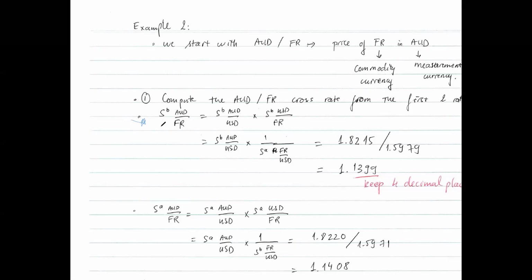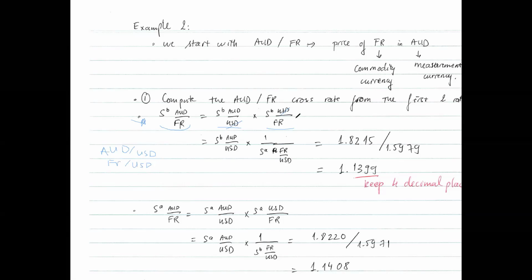I'm going to start with writing the bid rate for the Australian divided by franc exchange rate on the left-hand side. And on the right-hand side, I'm going to have the bid rate for Australia divided by the USD times the bid rate for the USD divided by the franc. One way to check is these two should cancel out and we're left with Australian divided by franc. In the question, in the first two exchange rates, we're given the Australian dollars divided by the USD, and we're given the franc divided by the USD, right?